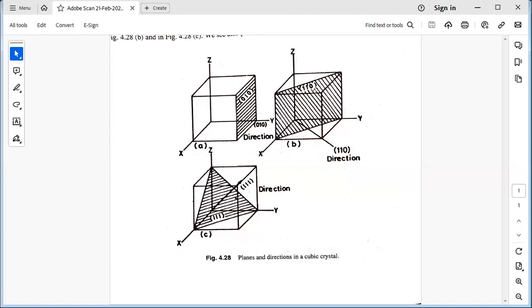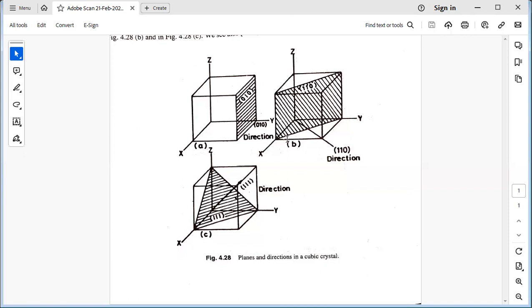Here is another one, called the 1, 1, 0 plane, because this plane doesn't cut the z-axis. It touches the x-axis and the y-axis at 1, 1, but it never touches the z-axis. So this plane is called the 1, 1, 0 plane. Similarly, here is another plane. This plane touches the z-axis here, the x-axis here, and the y-axis here, at 1, 1, 1. Therefore this plane is called the 1, 1, 1 plane.